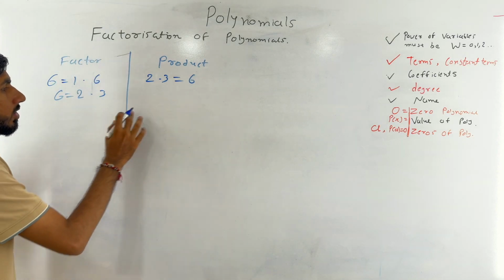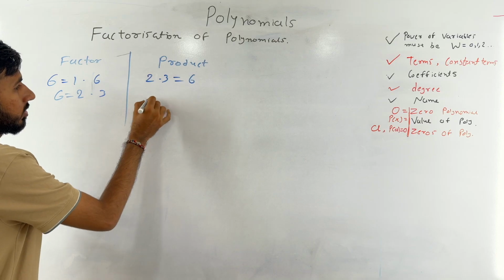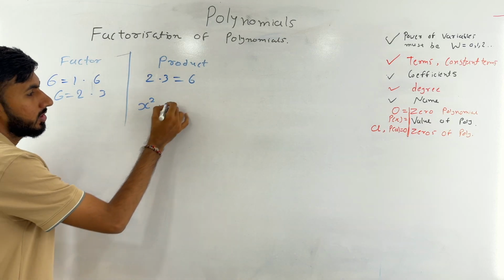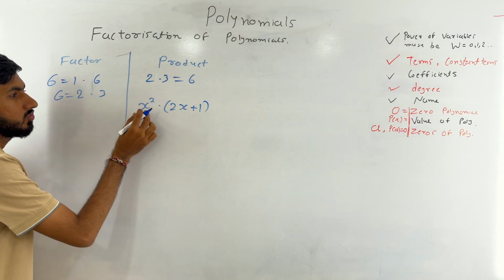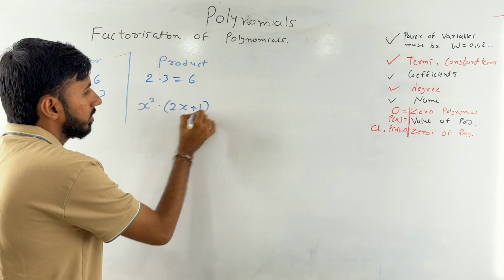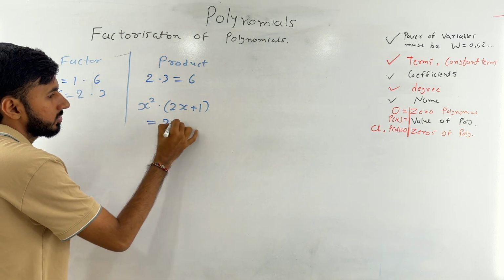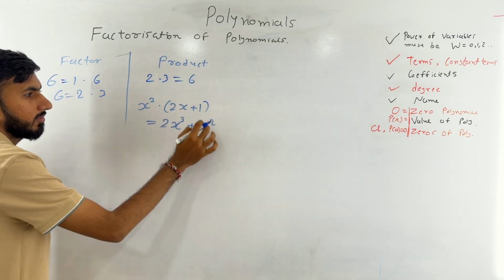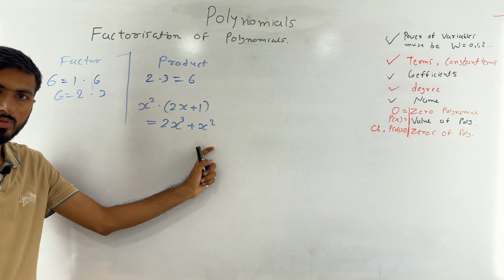Right? Now for polynomials the same rule will apply. If someone tells you that here I have a polynomial x square and another polynomial 2x plus 1, right? If someone tells you to do a product of these two polynomials, that means you have to do a simple multiplication. So x square multiply 2x will be 2x cube, plus x square multiply 1, that is x square. So this is simply a product of two polynomials.